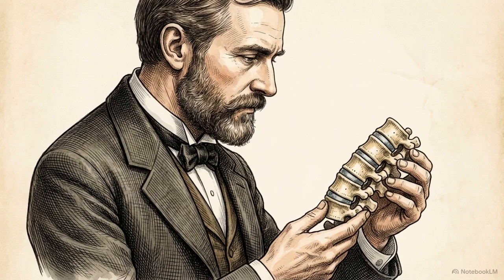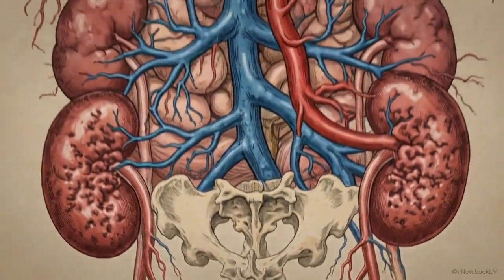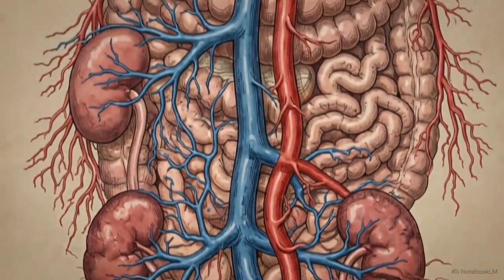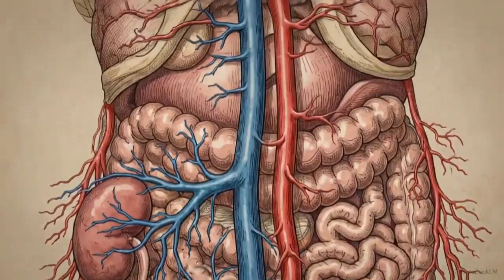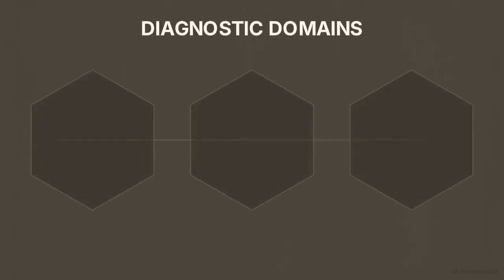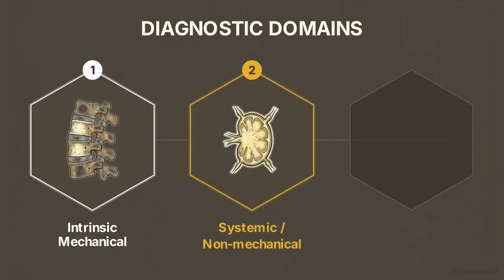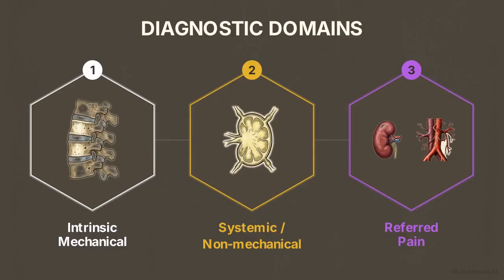Confronted with a patient in pain, the primary cognitive trap for a clinician is geographical bias. When a patient points to their lower back, the immediate reflex is to treat the symptom as a mechanical phenomenon of the local lumbar structures. Precision diagnosis requires breaking out of that geographical constraint. To find the true pathoanatomical substrate, we have to map symptoms across three distinct domains: intrinsic mechanical conditions of the spine, systemic or non-mechanical conditions, and referred pain from visceral organs.